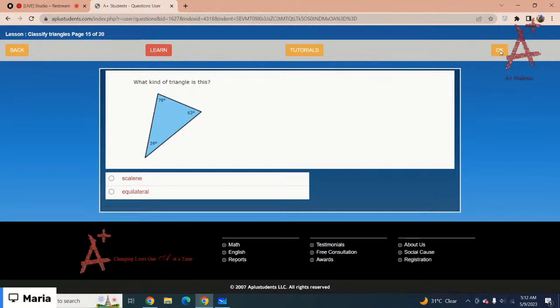Okay, what kind of triangle is this? Just look at the angles: 78, 63, and 39. All three angles are less than 90 degrees. All three angles are different in measure, so it would be a scalene triangle. 78, 63, 39. All three angles are different in measure, so it would be the scalene triangle.